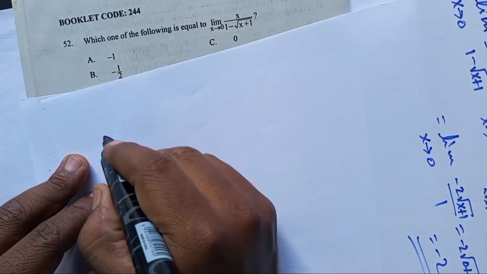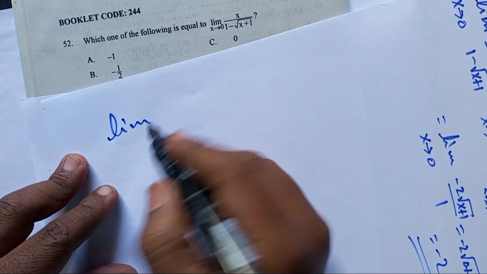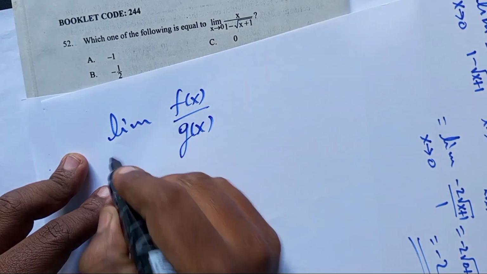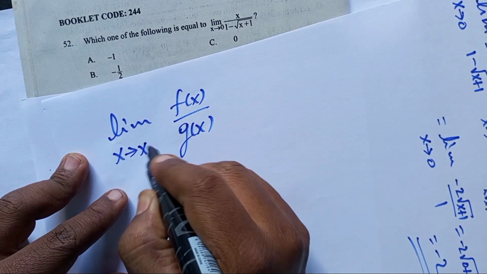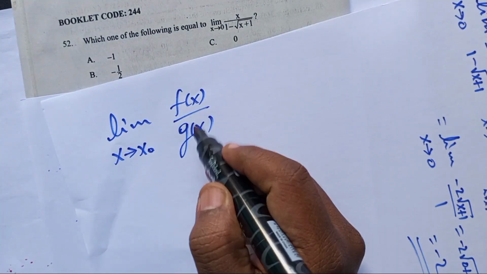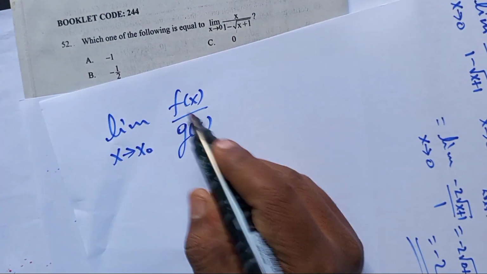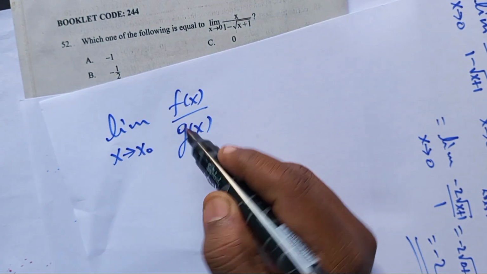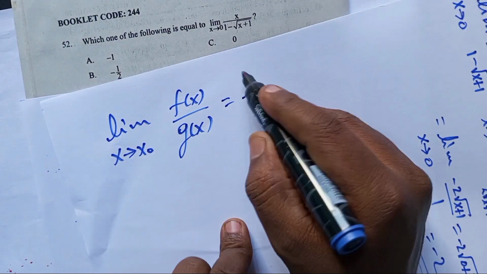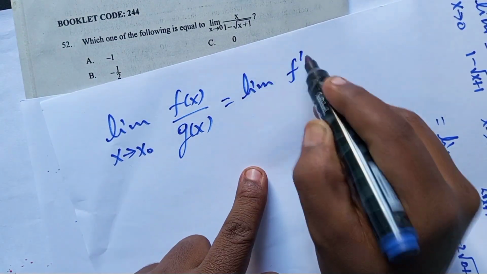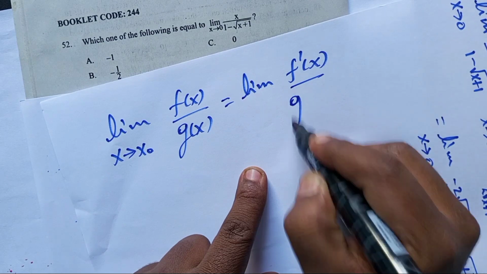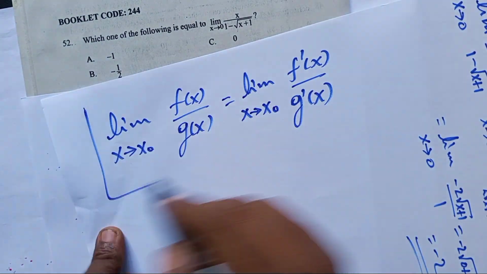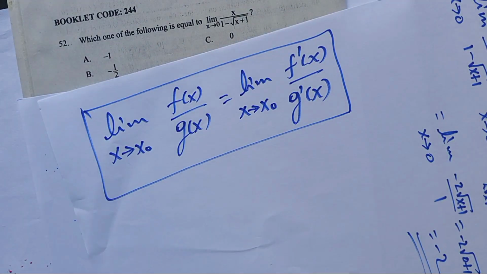Students, don't forget that L'Hopital's rule says that the limit of the function f of x over g of x as x approaches some x naught, where substituting x naught in the numerator and the denominator functions makes both 0, or makes them infinity over infinity, is equal to the limit of f derivative of x over g derivative of x as x approaches x naught. That is all about L'Hopital's rule.